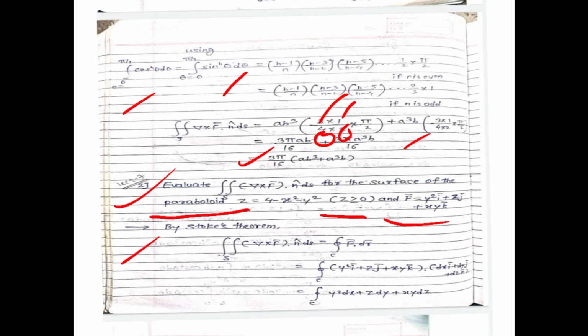Then we know that we have to find the value of a double integration, so we have to actually find the value of a single integration. So we will write the closed integration over c of f bar dot dr bar. Then we will take the dot product.